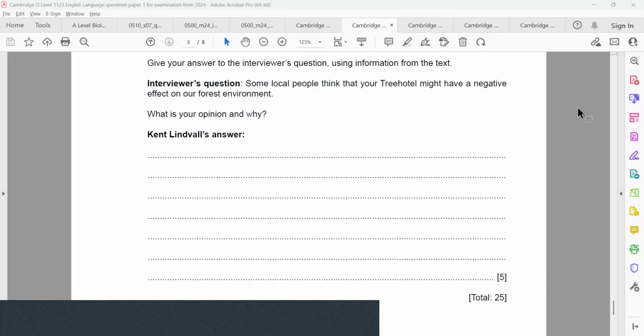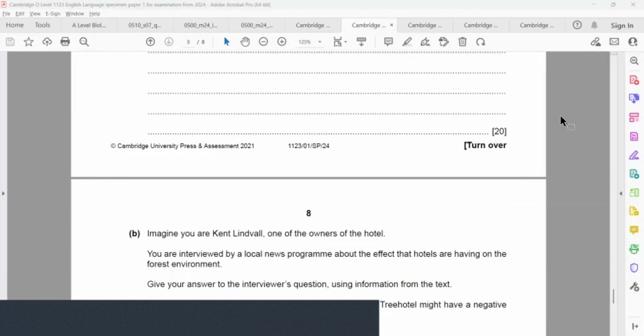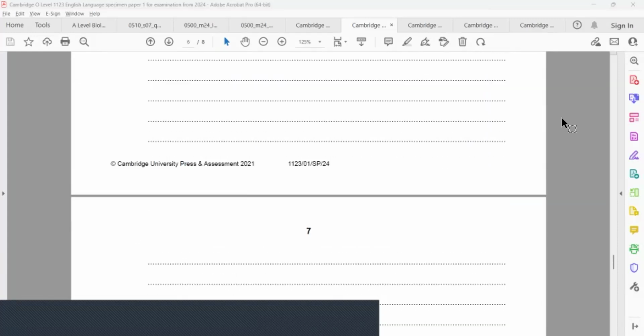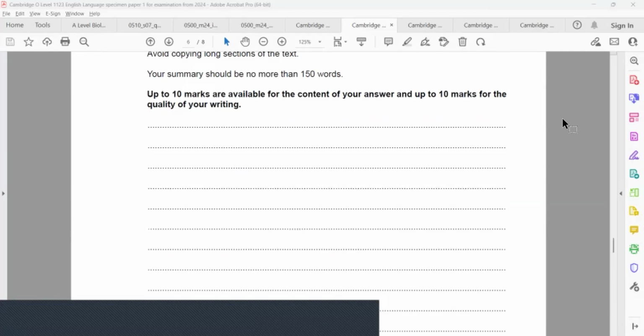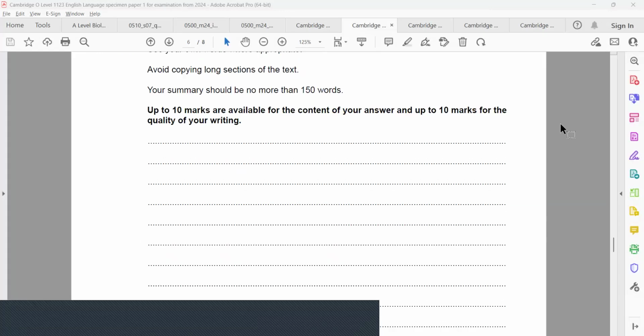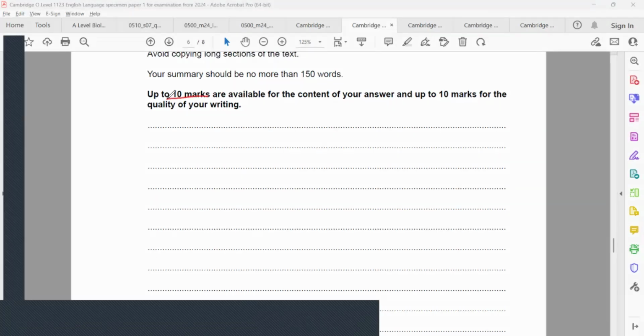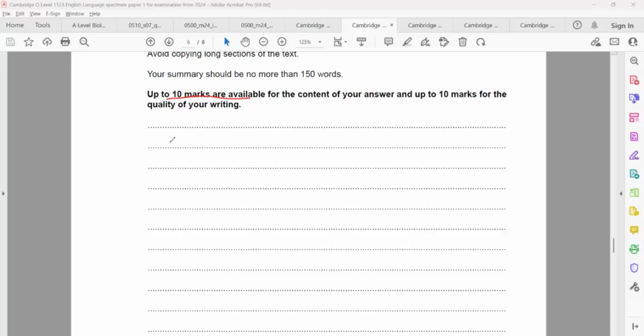All right, so picking up from where we left off the last time, we ended with the summary question. Now, something I just want to add for the summary before we move on: we talked about how you have 10 marks available for content.